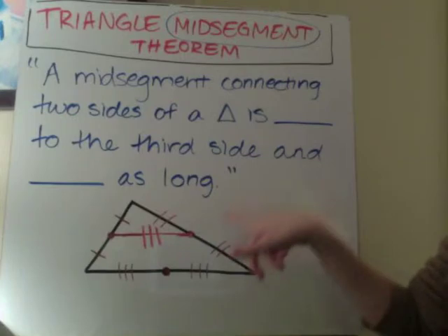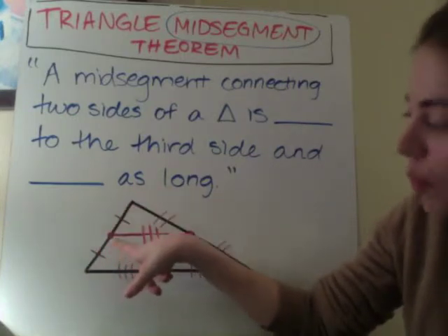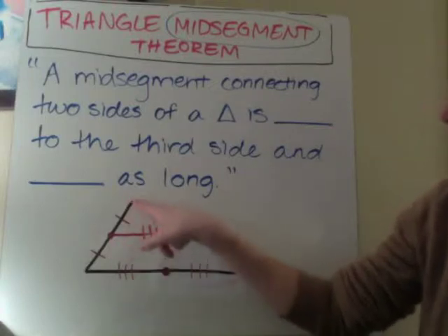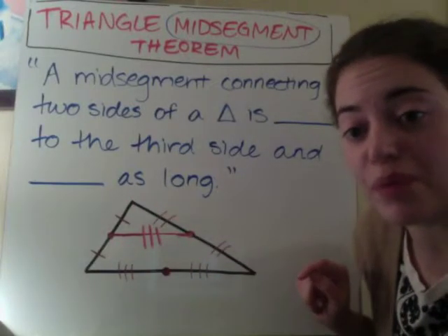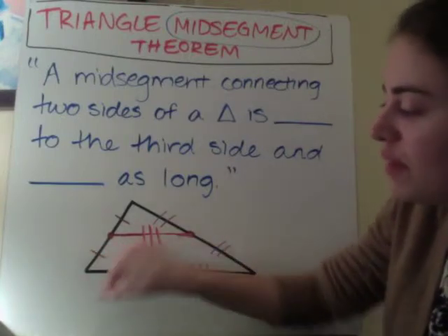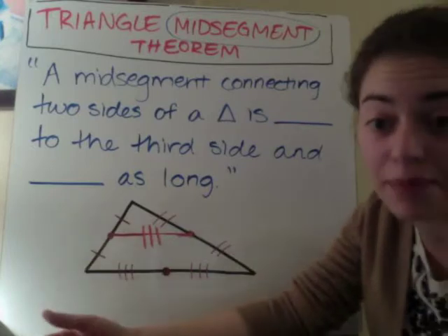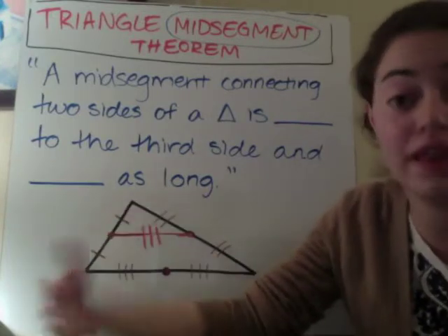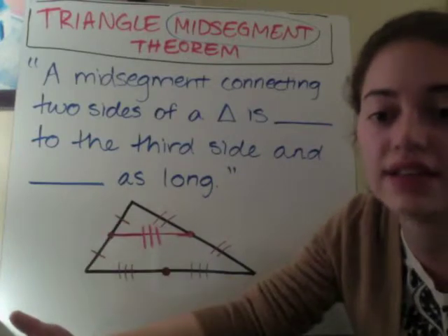So in this triangle, I have the midpoint of this line, which I've put a point right here, and I have a midpoint along this line, which is right here. And I know that these are the midpoints because you can see that I've labeled this half with one tick mark and this half with one tick mark, and they're the same. So the midpoint is in the middle of that line, and I know this is the middle because the length on either side is the same.